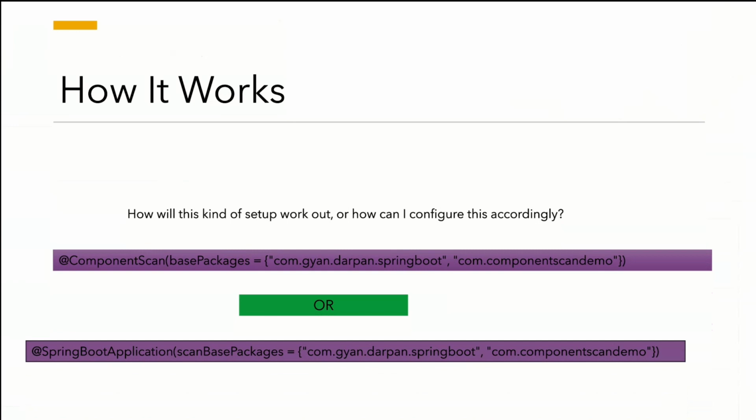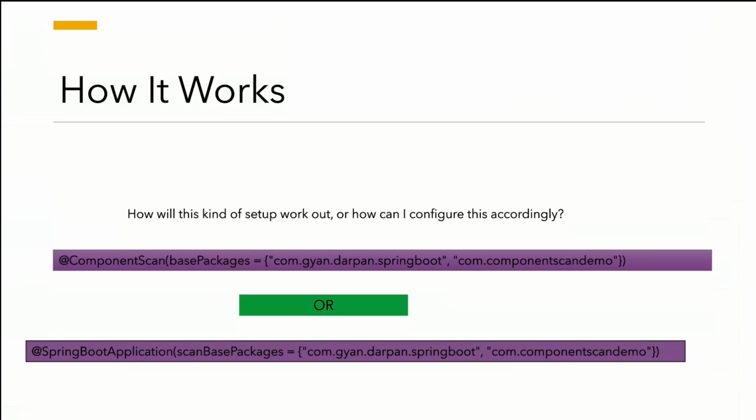Spring provides a way to customize the base packages for component scanning. In the @SpringBootApplication annotation, you can specify the base packages using its scanBasePackages or scanBasePackageClasses attribute. Alternatively, you can also use the @ComponentScan annotation explicitly along with @SpringBootApplication and specify the base packages using its basePackages or basePackageClasses attribute.